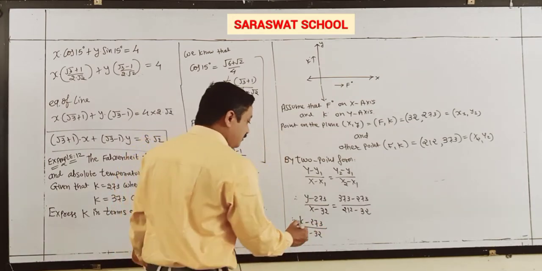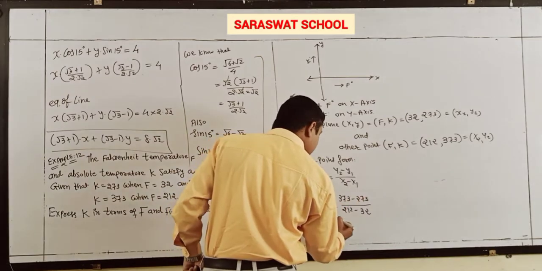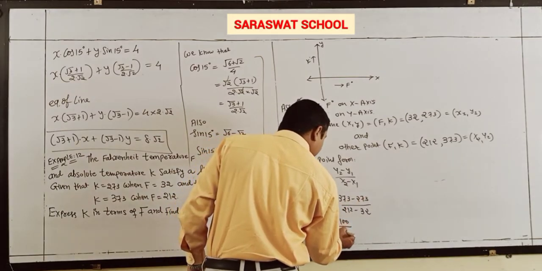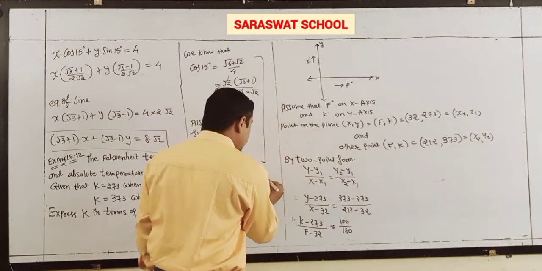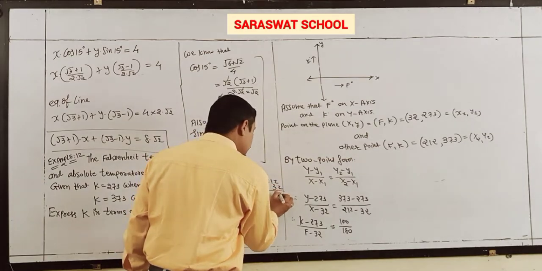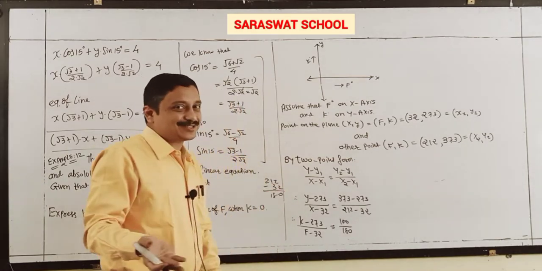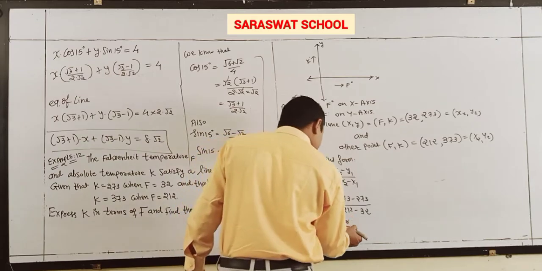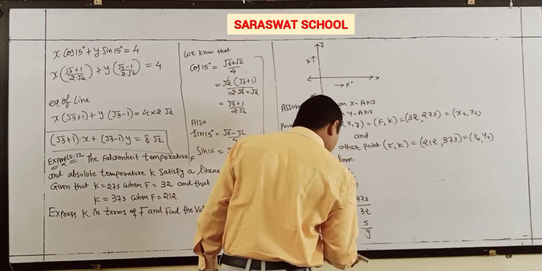And here students, we get 373 minus 273, which is 100, and that becomes 180. 212 minus 32 is 180, yes, 18 into 10. So this cancels, 5 twos are, 9 twos are.